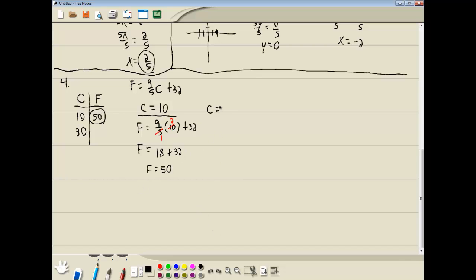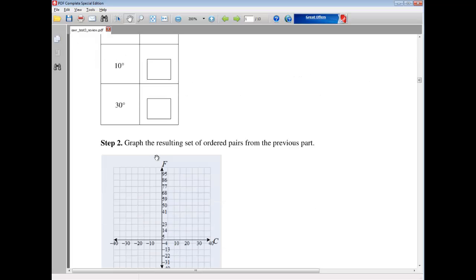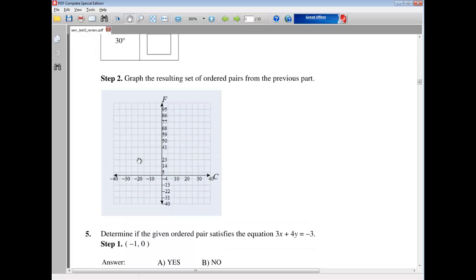Now for our second one, we got C is equal to 30. So plug 30 in for the C. So we got F is equal to 9/5 times 30 plus 32. 5 and 30 both divisible by 5. 5 divided by 5 is 1. 30 divided by 5 is 6. 9 times 6 is 54 plus 32, which gives us 86. And I believe the second part was to plot these points. Step 2, graph the resulting set of ordered pairs.